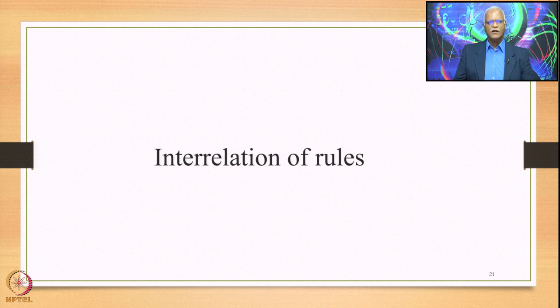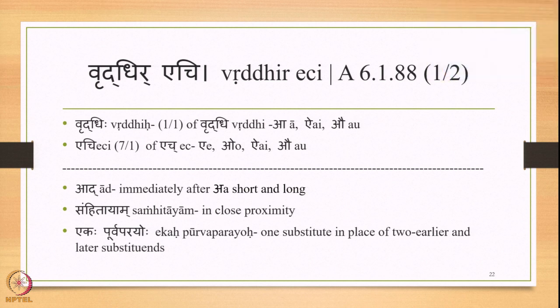Now let us look at the interrelation of rules. The interrelation between 6.1.88 and 6.1.87 is interesting, which we shall study in this particular lecture. So 6.1.88 is vṛddhirechi, which has two words, vṛddhir and echi, and we shall study this sutra and vṛddhi sandhi soon. So vṛddhi is 1/1 of vṛddhi. Vṛddhi means ā, ai and au, as stated by Ashtadhyayi 1.1.1, vṛddhiradaic. Echi is 7/1 of ec. Ec means e, o, ai and au. The words continued are at, samhitayam and ekah purva parayoh.